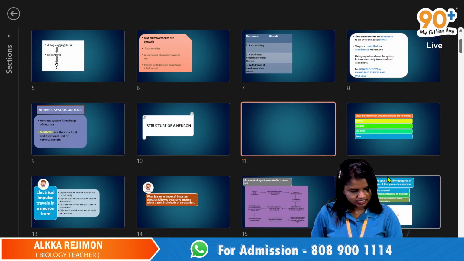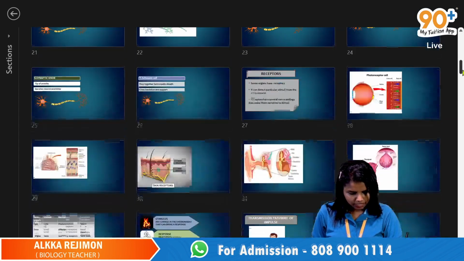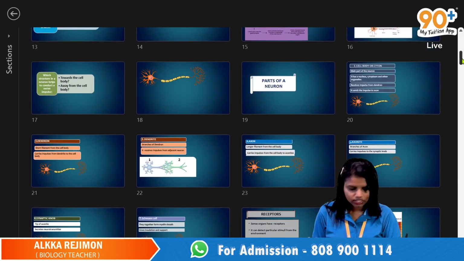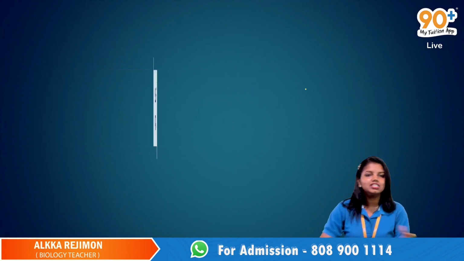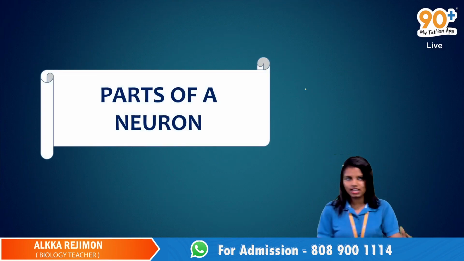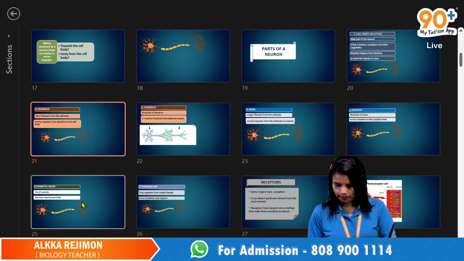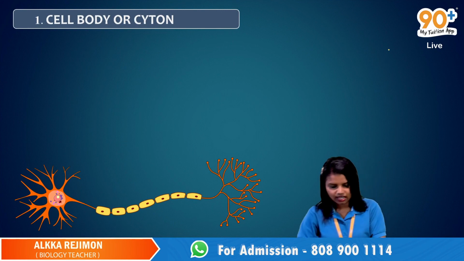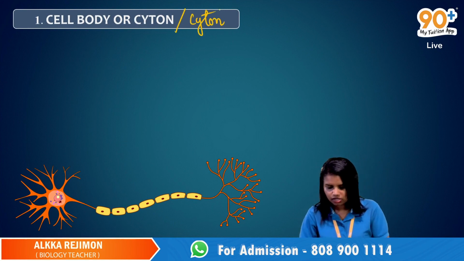So that's basically the structure of a neuron in a single shot. Now let's see the functions of these parts, and what these parts are doing inside the neuron. The first part is the cell body, or the cyton, as I've already said.